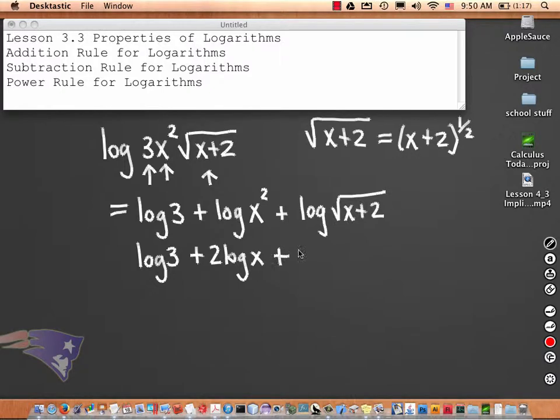So this would be plus 1/2 logarithm x plus 2. That's exactly right. Does that make sense? Okay.